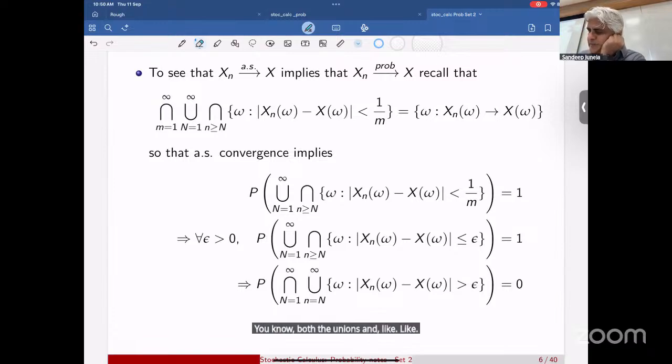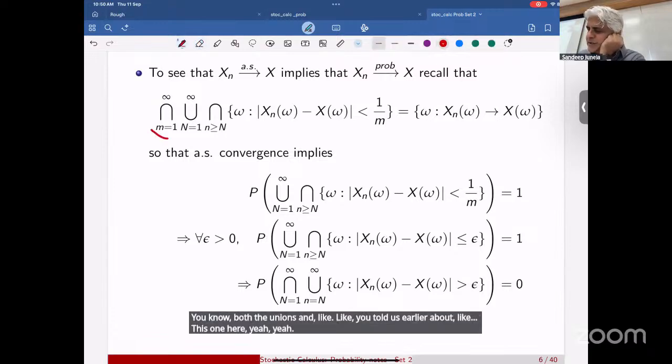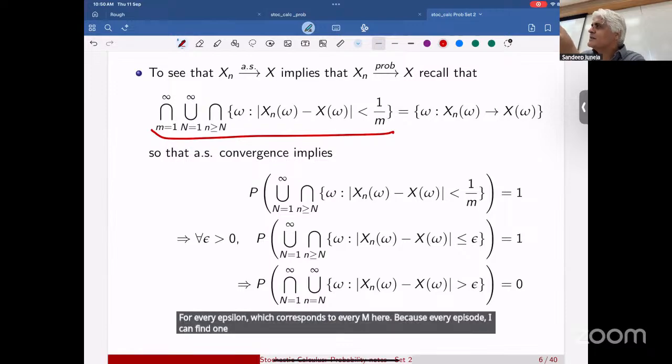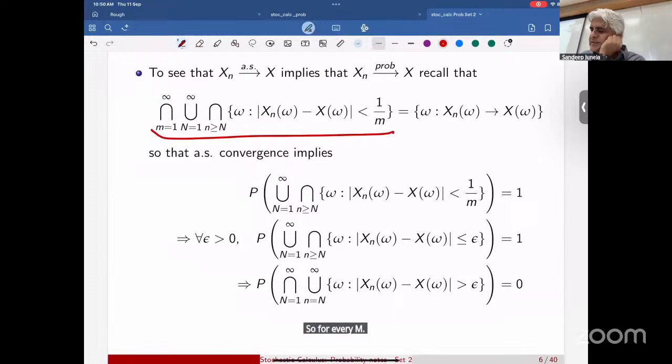You told us earlier, but this one here. Yeah, no, I mean, you'll have to do this as a homework problem, but the idea is: what is the definition of a limit? For every epsilon, which corresponds to every m here. Because for every epsilon, I can find 1 by m, which is slightly bigger, slightly lower. So for every m, there is some n. So I belong to this union, basically, so that thereafter, for all small n bigger than that n, this property is true.